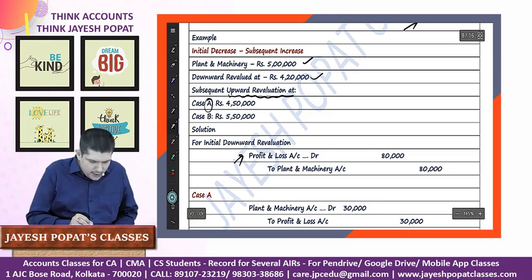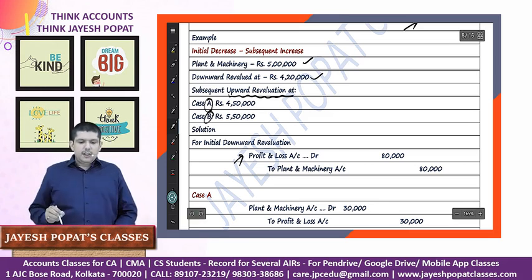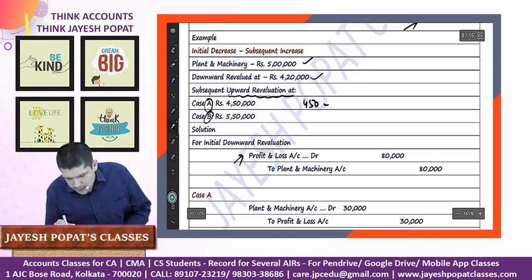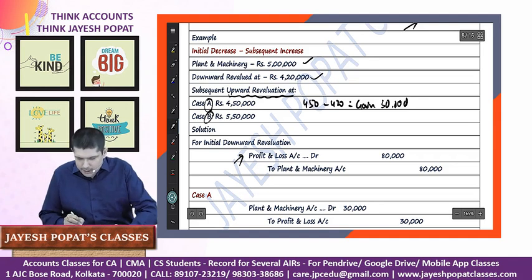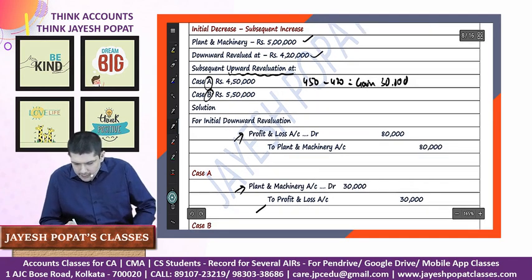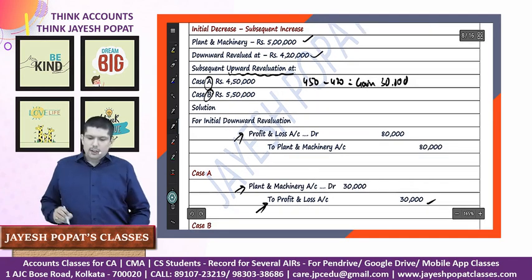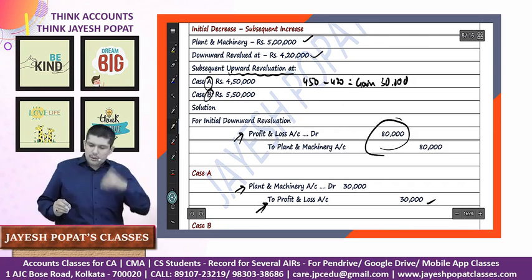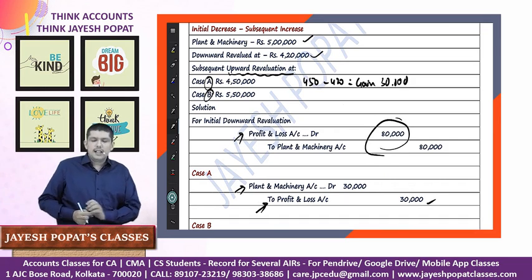Again, we have taken two cases, case A and case B. In the first case, we are taking it to 450. So 450 minus 420. In this case, there is a gain of 30,000. So we'll debit the plant and machinery by 30,000 and we'll credit the statement of profit and loss by 30,000 because we have recorded a loss to the extent of 80,000 in relation to this asset.